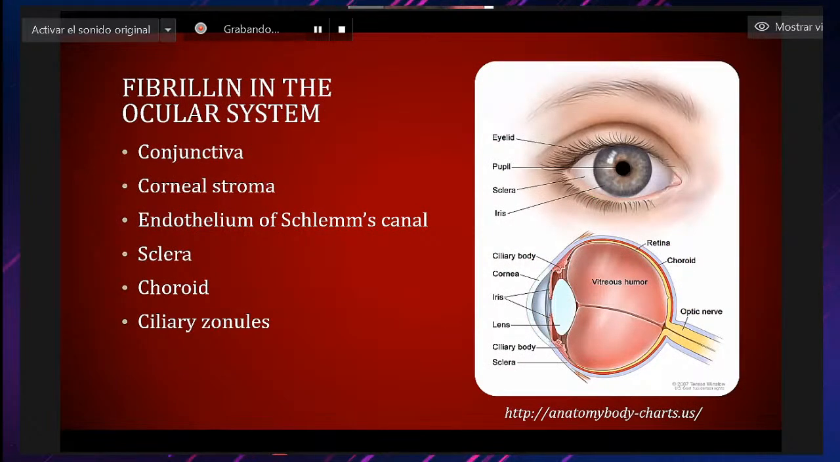So for fibrillin in the ocular system, it actually is a component of many parts of our eyes. The conjunctiva, which is the clear, transparent layer over the white of the eye. The corneal stroma, which is the clear cap on the cover of the eye. The endothelium of Schlemm's canal, which is actually part of the drainage system in the front portion of our eye. The sclera, which is the white portion of the eye. The choroid, which is a deeper layer of the eye. And then lastly, the ciliary zonules, which is what suspends and holds the lens inside our eye in place.